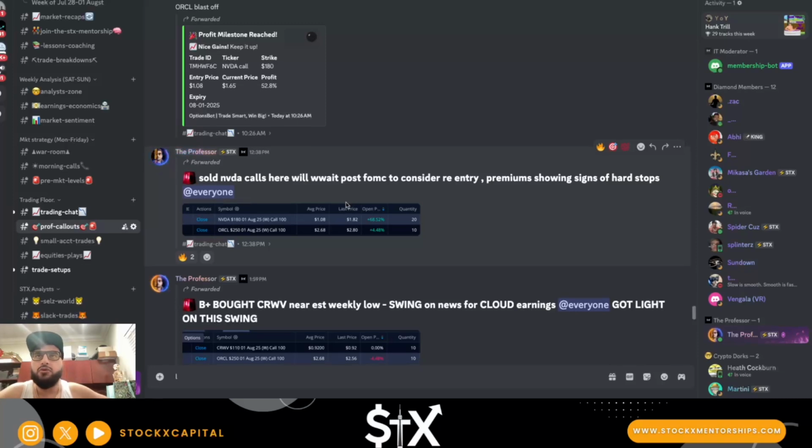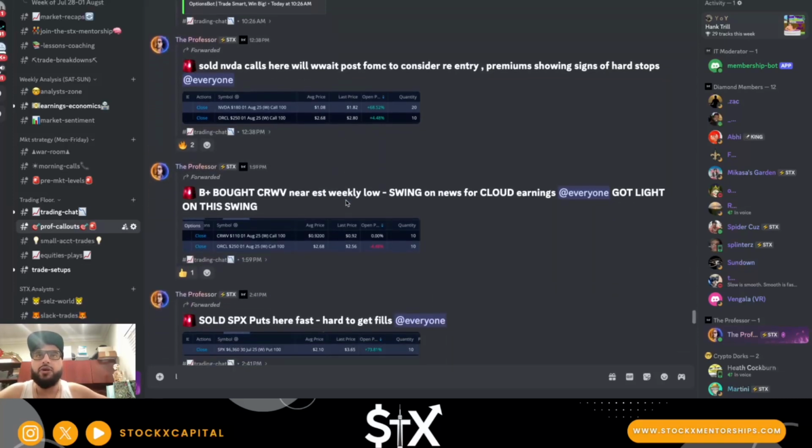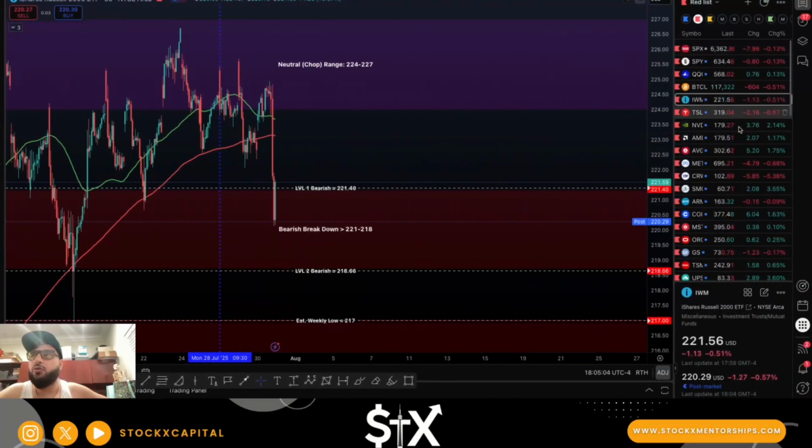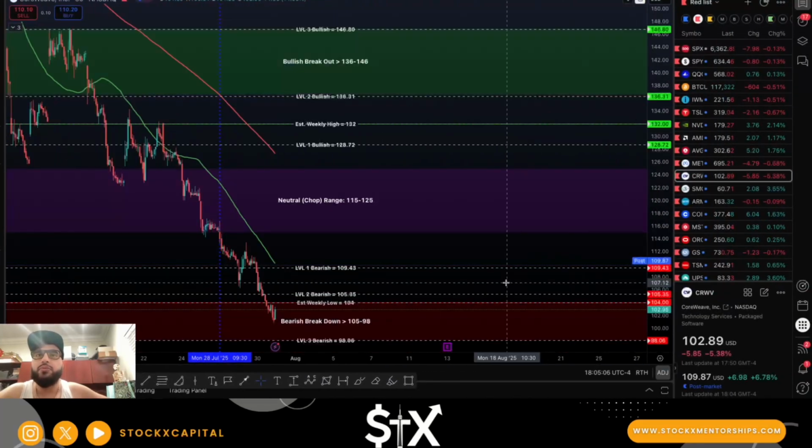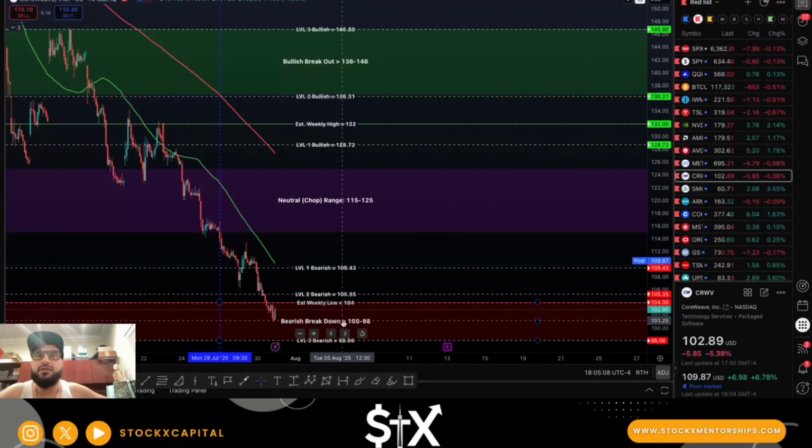It was initially a roll, and we're looking forward here, okay? And we decided to take a risky play with CoreWeave here. And the reason why we did that is simply because CoreWeave was pretty much near our estimated weekly low, so it did move a little bit below. But I saw the call premium start to spike when the stock wasn't moving, and then I mentioned on Twitter that this thing is gonna start to move.